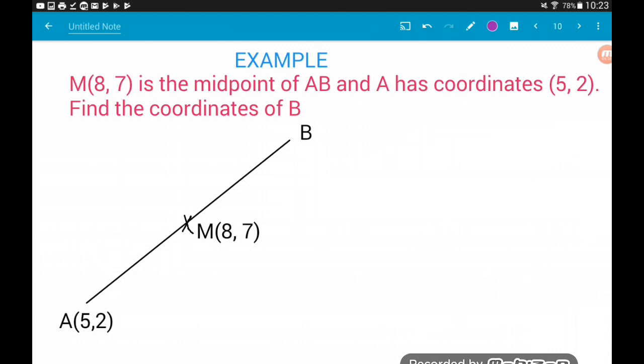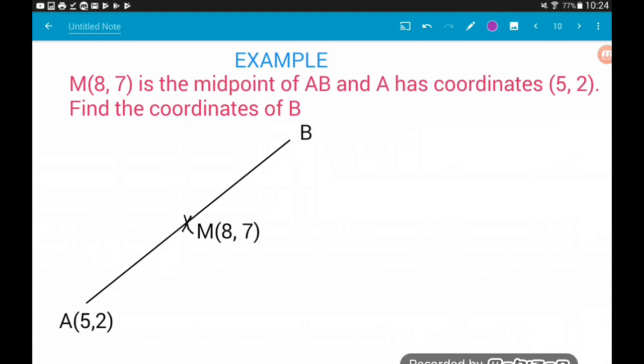Okay, slightly different one here. So the point M, which has coordinates (8, 7), is the midpoint of AB, and A has coordinates (5, 2). Find the coordinates of point B. Okay, so this is a bit different because we already know the midpoint. We're not being asked to work it out. But we're going to need to use it to work out the coordinates of B.